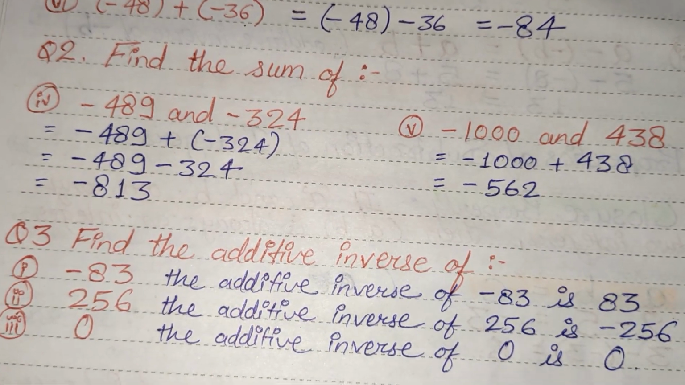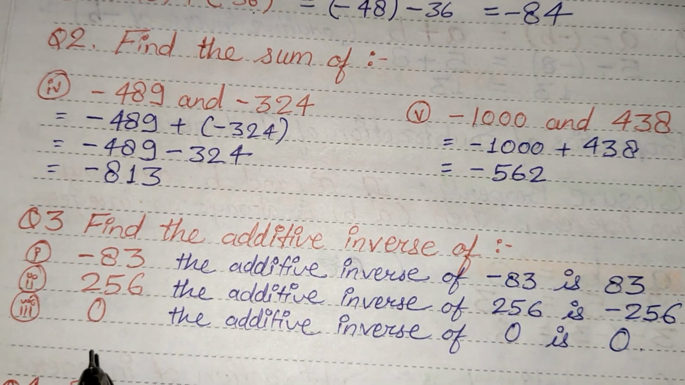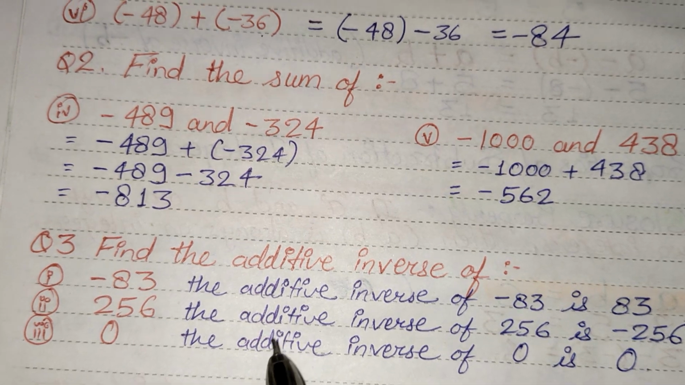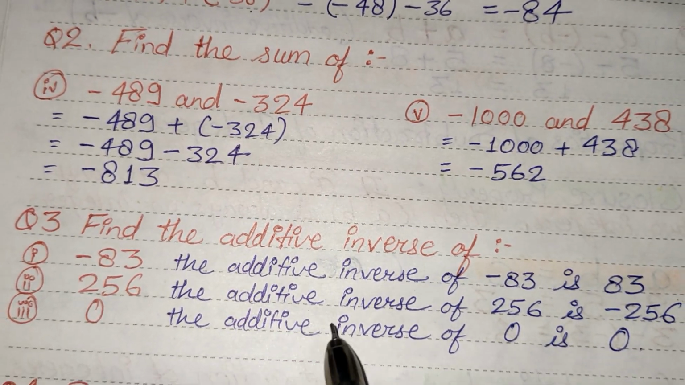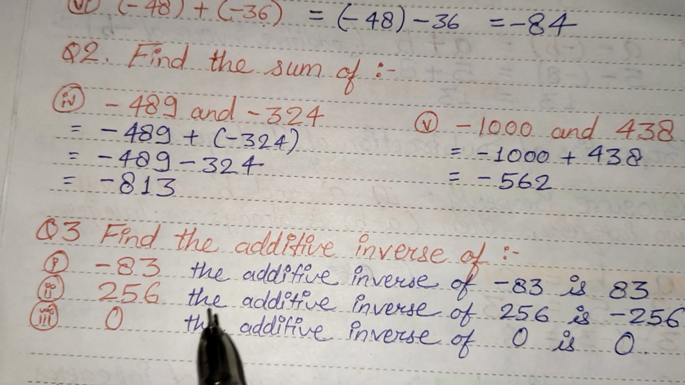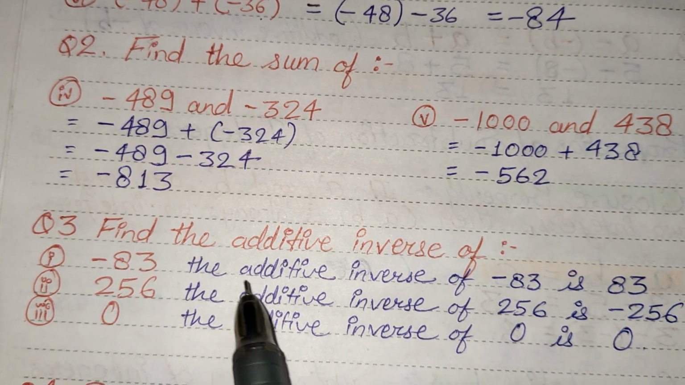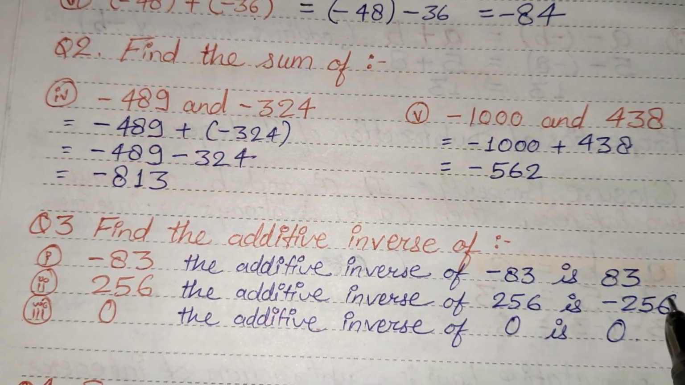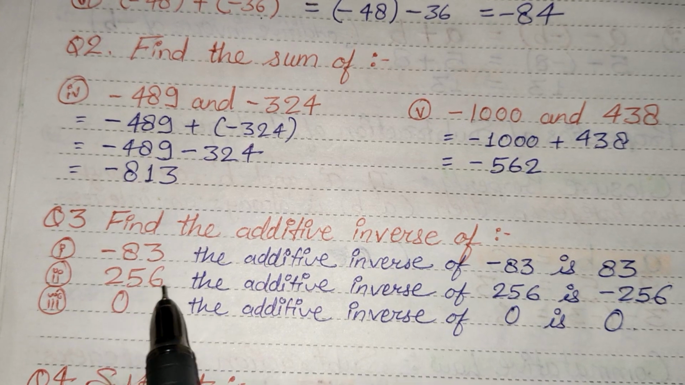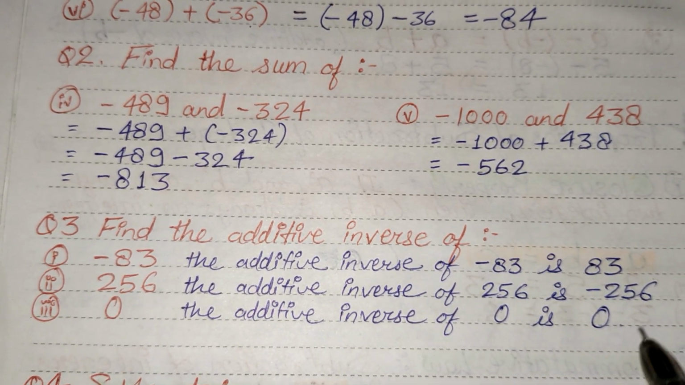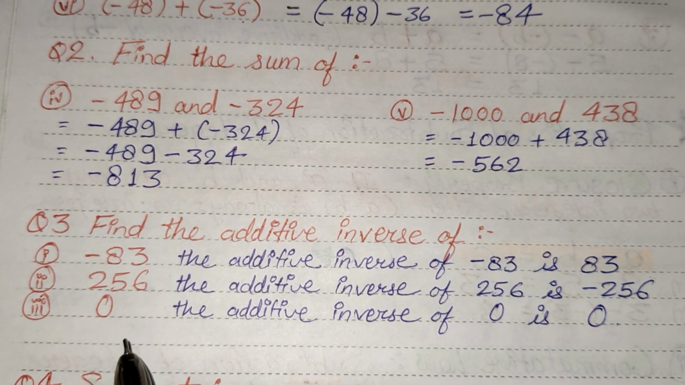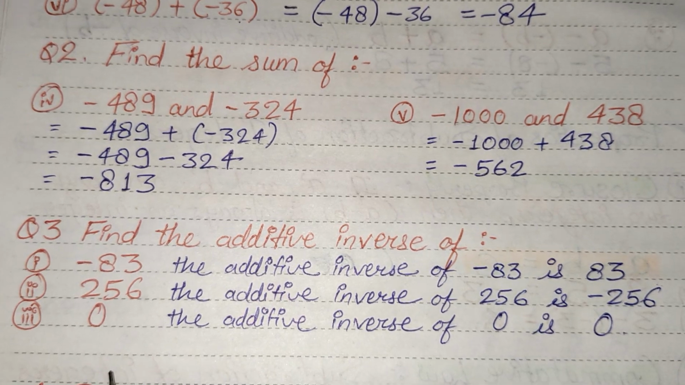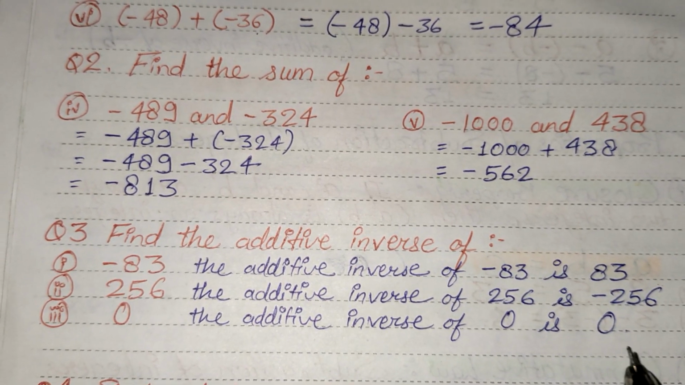Now see the third question, find the additive inverse of. Now in additive inverse, we learned that we simply change the sign of the given digit or given number. Now see, the additive inverse of minus 83 is plus 83. Plus 256 is minus 256, and 0, as we already know that 0 is neither positive nor negative, so the additive inverse of 0 is always 0.